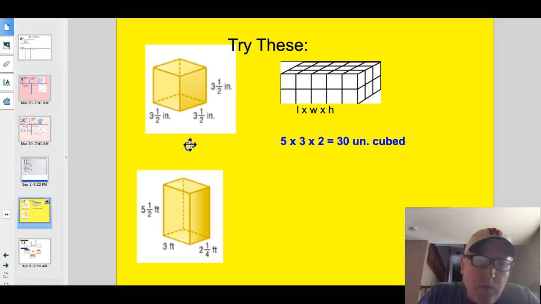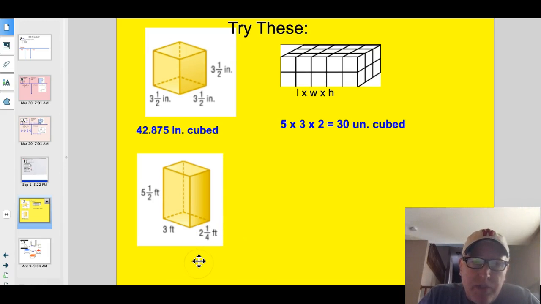All right, well, this one would have been 3.5 times 3.5 times 3.5. It's a cube. Should have had 42.875 inches cubed. Down here, should have had 37.125 feet squared. 5.5 times 3 times 2 1/4. Alrighty.